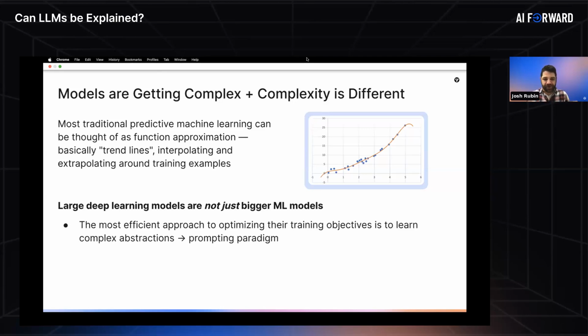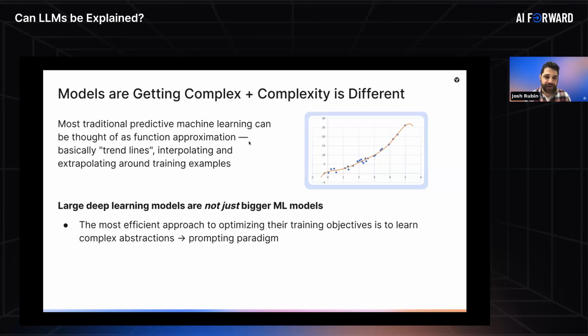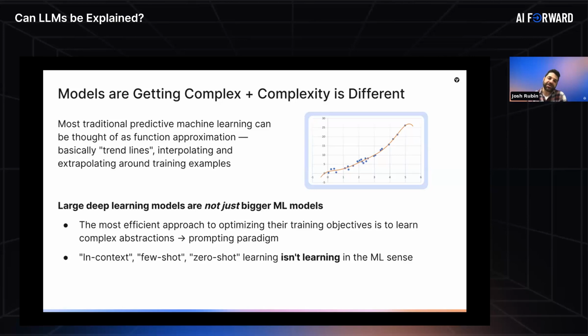So the most efficient approach to optimizing their training objectives we've discovered, and this is all large deep learning models, isn't specifically a statement about LLMs per se, is to learn complex abstractions. So for LLMs, this is the prompting paradigm. And, you know, we talk about this casually, but it's a pretty profound thing. We've talked about things like in-context learning, few-shot, zero-shot learning. It's not really even learning in the ML sense, right? This is causing models to know what to do based on what you've described to them. And you're entirely working in this language abstraction that the model has learned through a traditional training process.